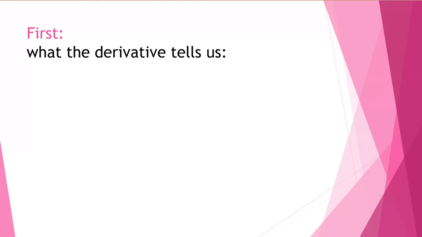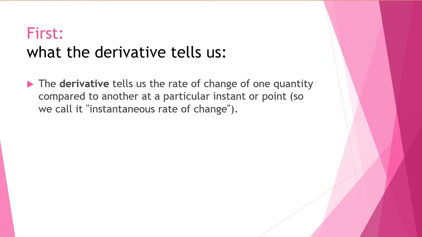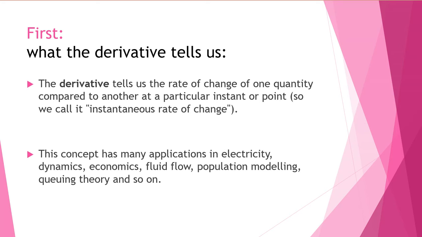First, we need to know the derivative. The derivative tells us the rate of change of one quantity compared to another at a particular instant or point. So we call it instantaneous rate of change. This concept has many applications in electricity, dynamics, economics, and so on.